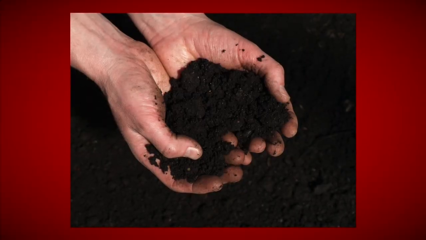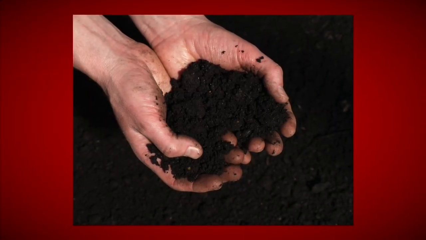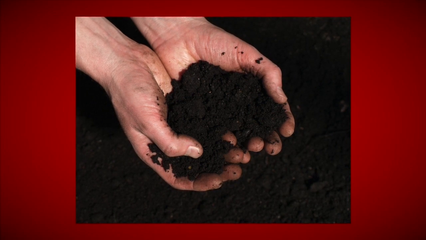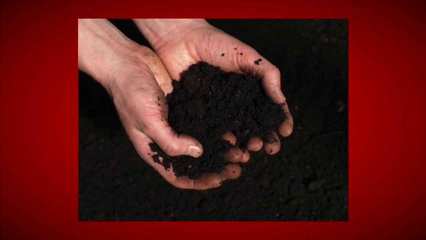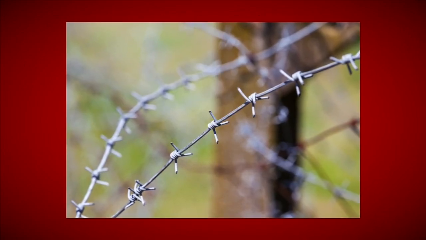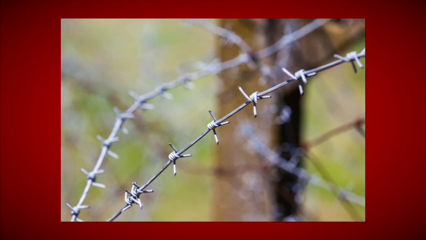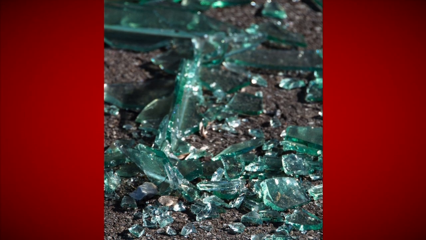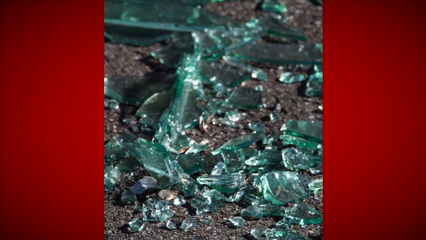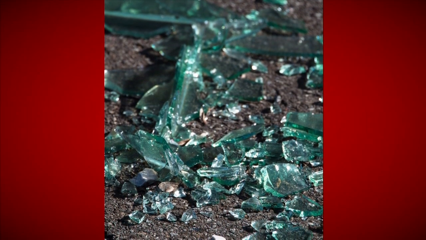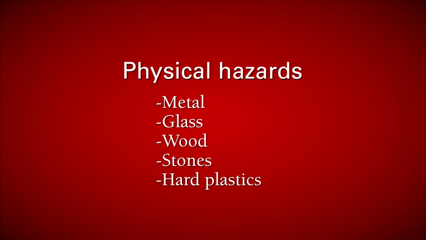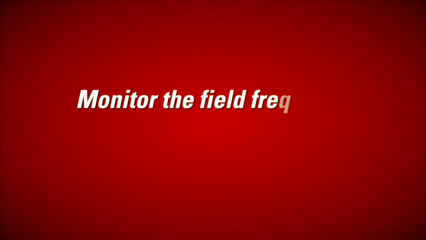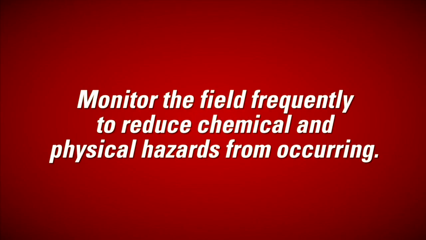We have just finished covering the microbial and chemical hazards that can arise during the pre-harvest section of produce processing. The last type of hazard that may occur are physical hazards. These hazards are found in the field and can harm the consumer if found in or on the produce. Different types of physical hazards that can be found in the growing field are metal, glass, wood, stones, or hard plastics.